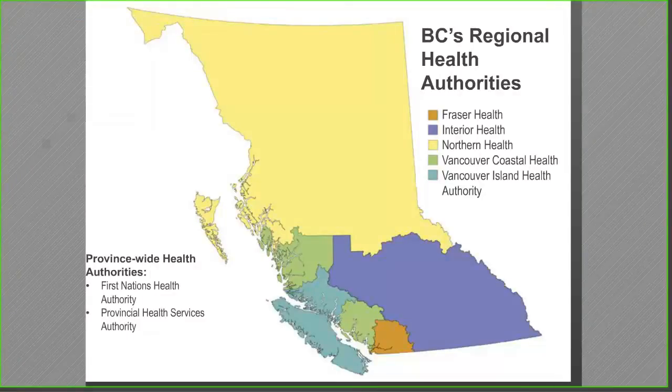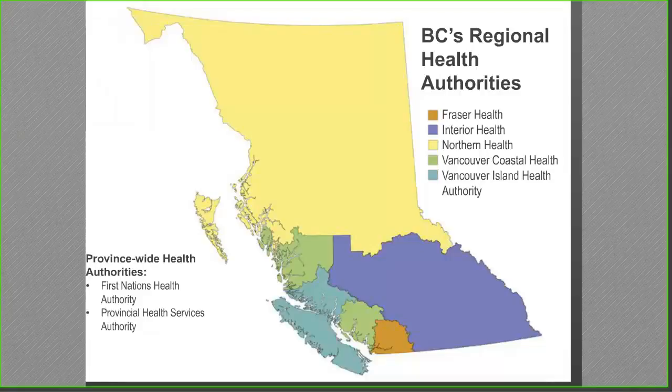In case you're not familiar with what the health authority system in BC looks like, I just wanted to share with you this map showing that there are 5 regional health authorities in BC. Along the right there, you'll see the color-coded. And there are 2 provincial health authorities. I'm from the BC Centre for Disease Control, and that's one of the collection of agencies that belong to the Provincial Health Services Authority. And here in BC, each regional health authority has a healthy built environment team.